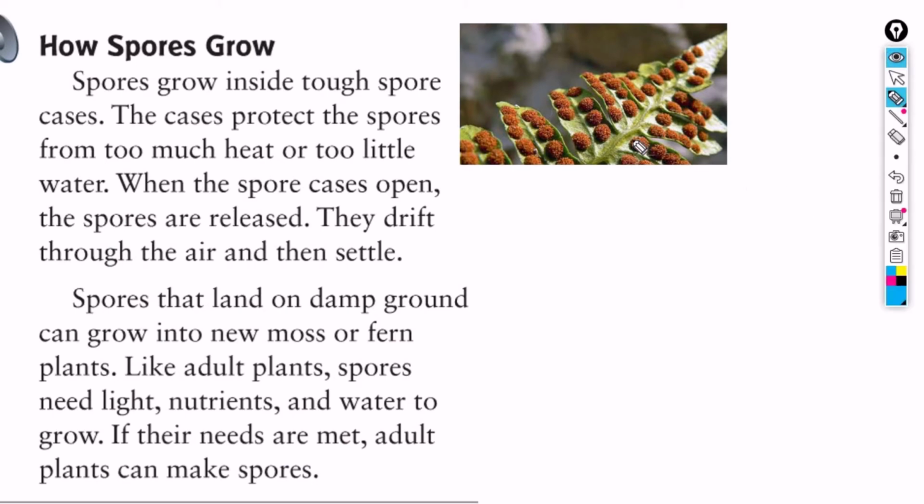As you see here from the picture, that is the lower side of the leaf, not the upper side. Now this is the leaf. Okay, I will change the color. That's the leaves, and that is the upper side of the leaves, and that is the downside of the leaves or the underside of the leaves. Now all of these spore cases will be in the lower part, not the upper part, of the fern plants.